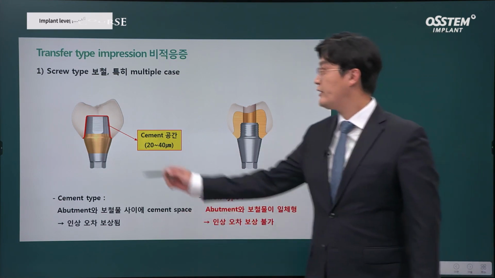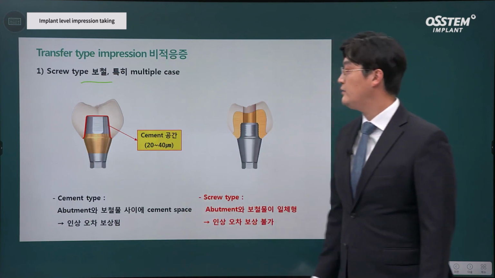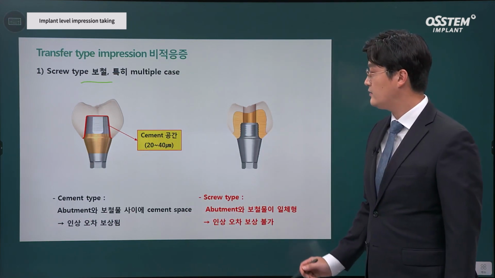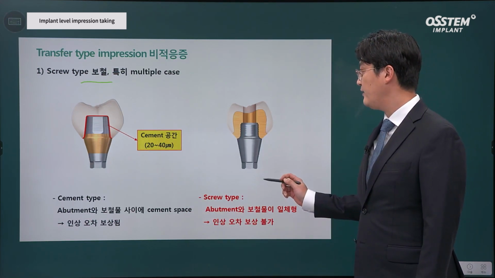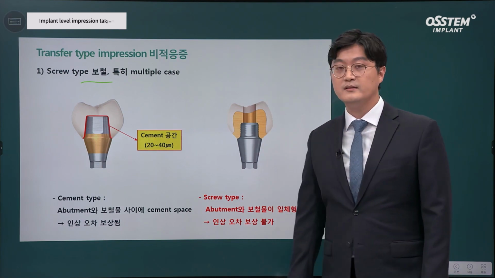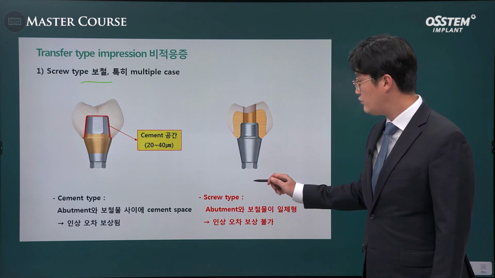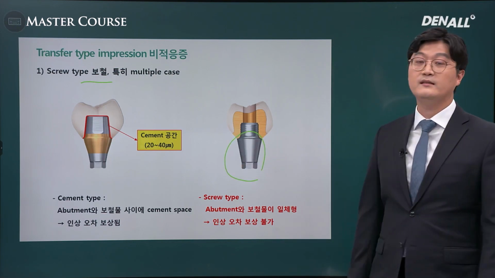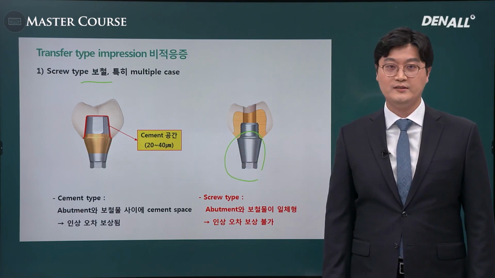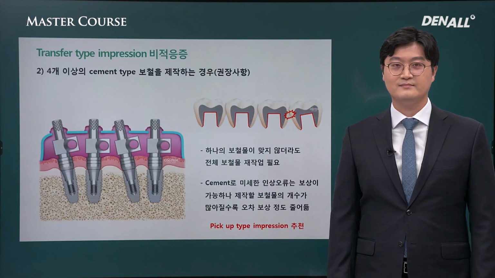And for a screw type prosthesis, the impression must be taken accurately. If the transfer type is used, impression taking can have more errors. For the screw type, the pickup type is recommended over the transfer type.